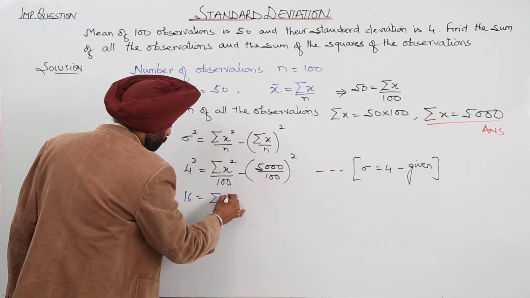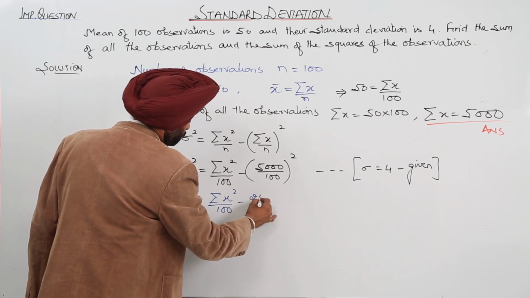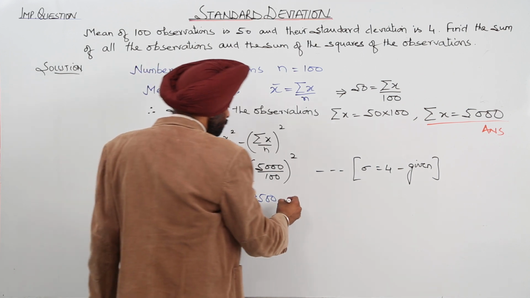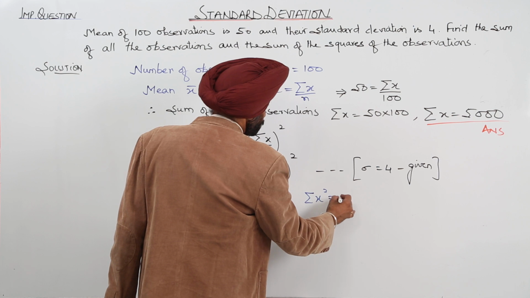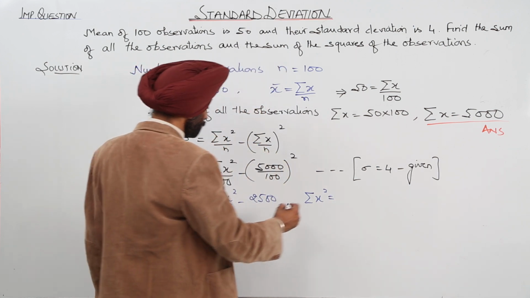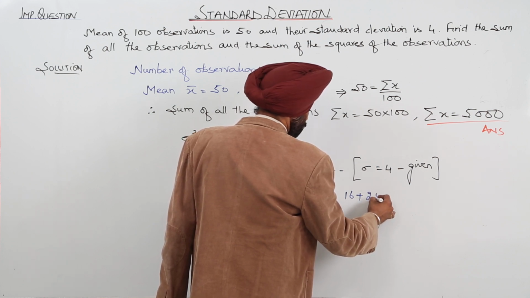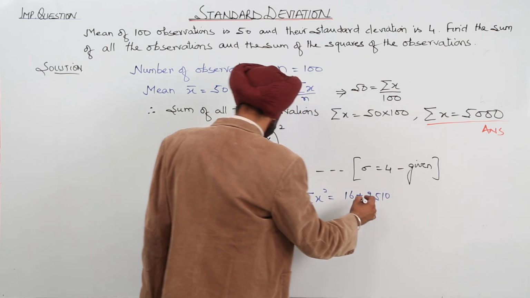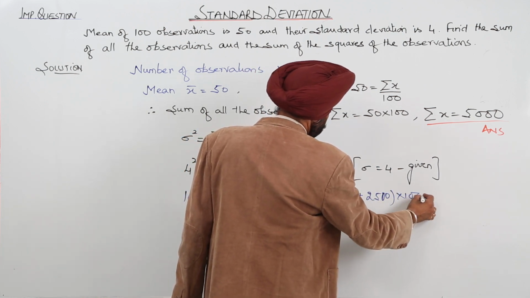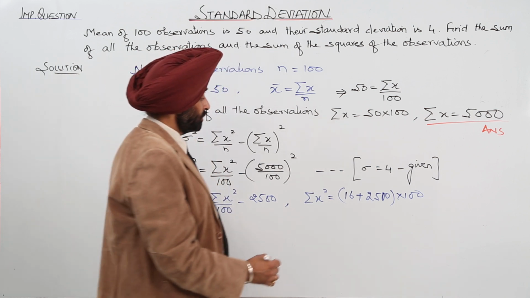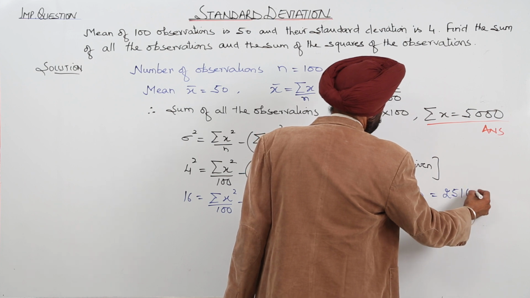Now 16 is equal to summation x square upon 100 minus 2500. Summation x square is equal to, now we have 16 plus 2500 times 100. Is it clear? So now this becomes 251,600.